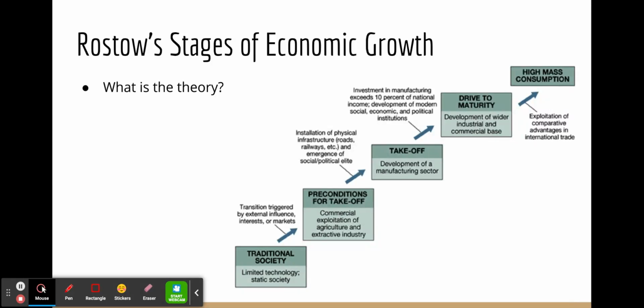The second stage is preconditions for takeoff, as you can see on the chart. In this stage, an elite group introduces innovative economic activities, which leads to new technology and infrastructure that stimulates productivity. The country starts to export raw materials and agricultural products, so they start getting engaged in international trade. We start to see individual social and economic mobility. Modern countries in this stage might be supported with international aid.